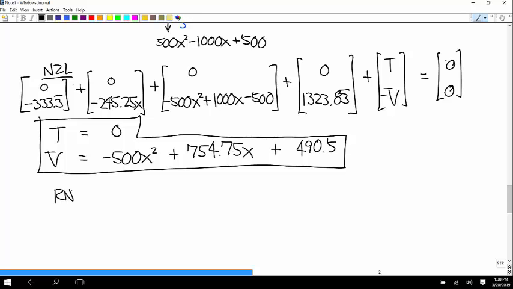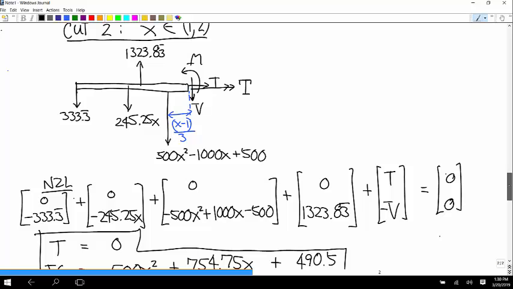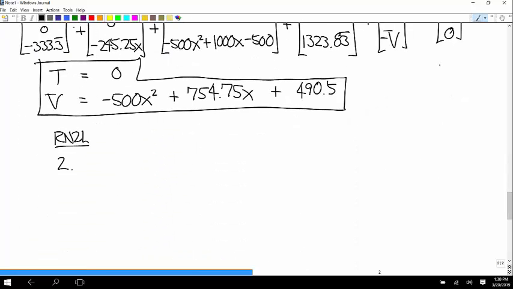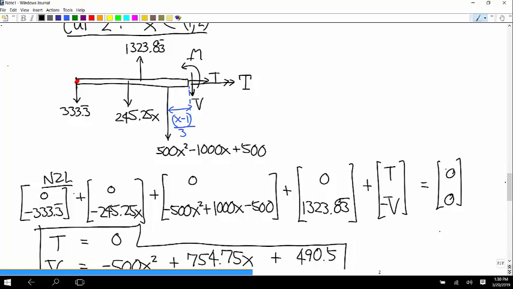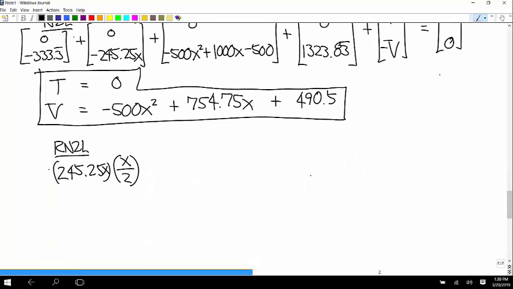Now the moment equation, I'm going to choose this as the about point. First of all, the whole length of this piece is x. So the 245.25x represents the weight. What's the moment arm for that weight force? X over 2, yep. So we have 245.25x times the moment arm x over 2. Would that cause a clockwise or counterclockwise rotation? Clockwise, so this is negative.